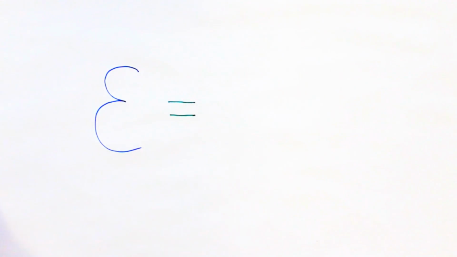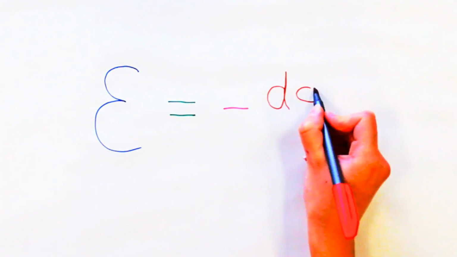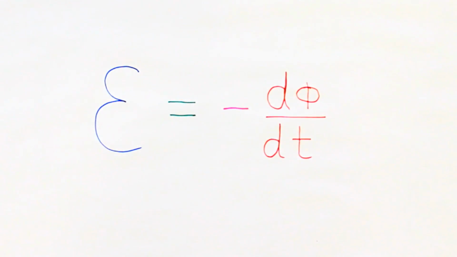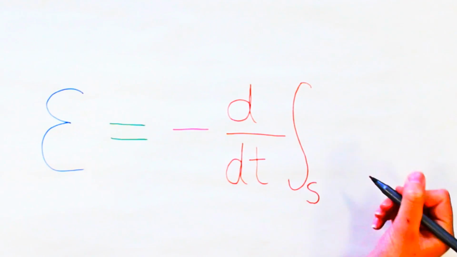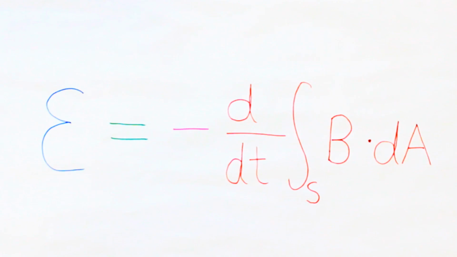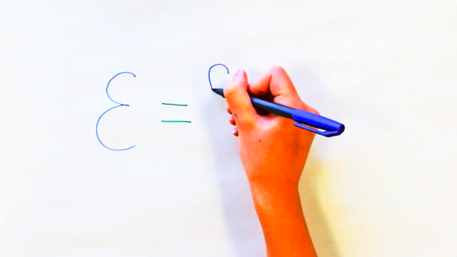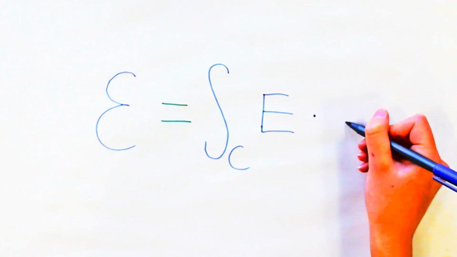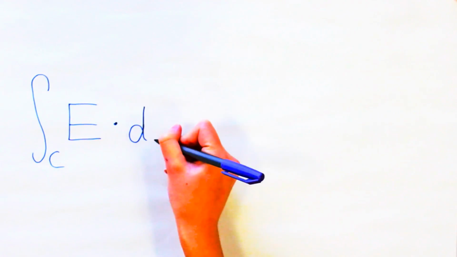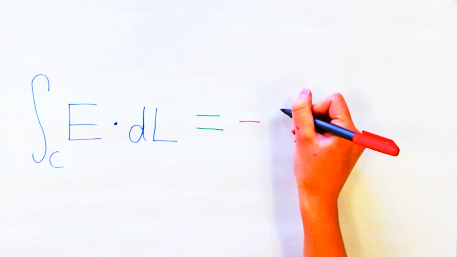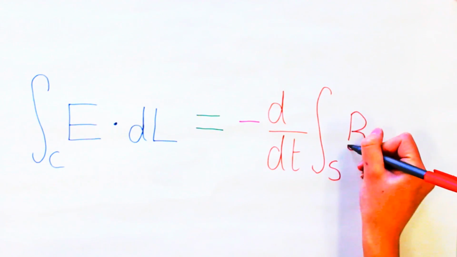We now see that the EMF is equal to the negative change in flux. The EMF can be expressed as the rate of change of the integral of magnetic field over a surface area S. Further to this, the EMF can be expressed in terms of an integral of electric field around a closed loop C. Therefore, combining these two expressions, we get the most general representation of Faraday's law in integral form.